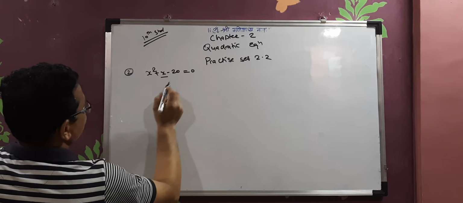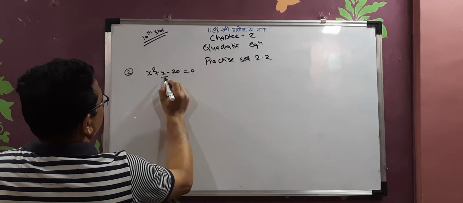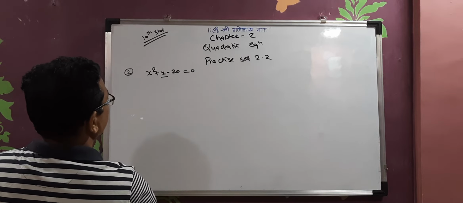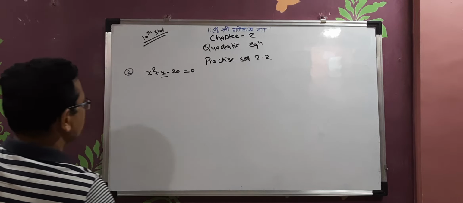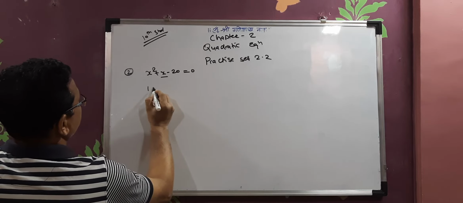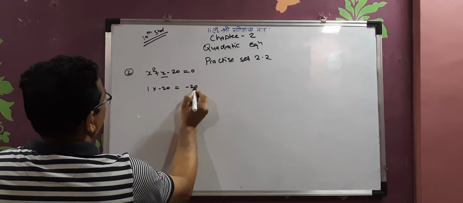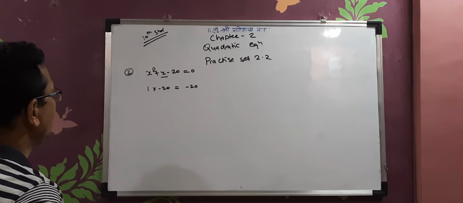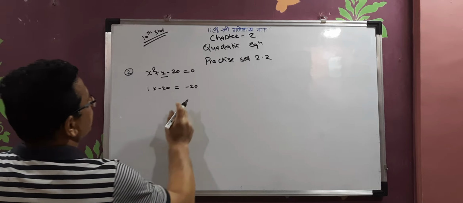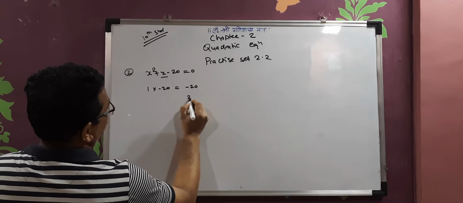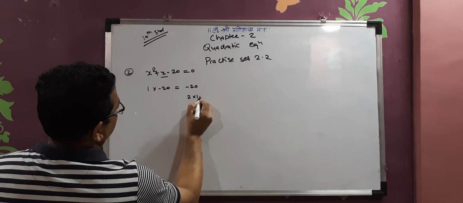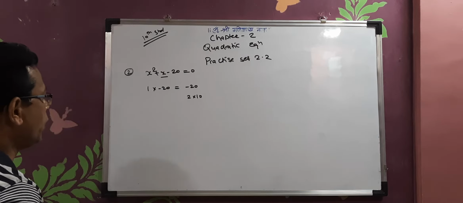So we have to see how to get the two factors. So this is 1, this is minus 20. So the product should come minus 20. Two 10s are 20, so these are the two factors you could get.